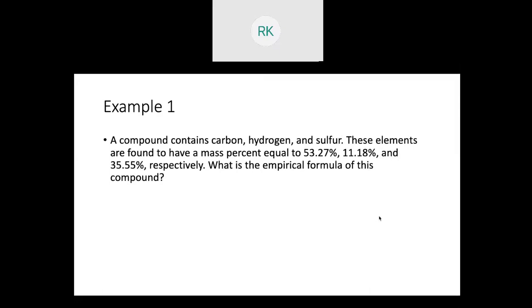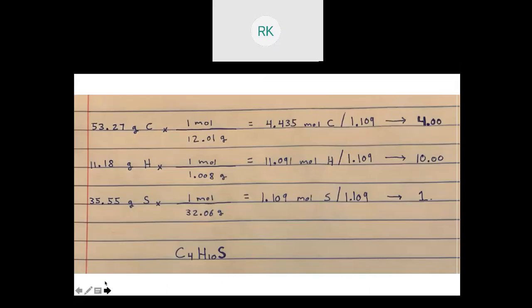Okay, so example 1. A compound contains carbon, hydrogen, and sulfur. These elements are found to have a mass percent equal to about 53%, 11%, and 35% respectively. What is the empirical formula of this compound? First things I would note: we have 3 elements, carbon, hydrogen, and sulfur. There are no other elements. We're given mass percents of each of these elements, and they are having us solve for the empirical formula. Just things to point out before starting.